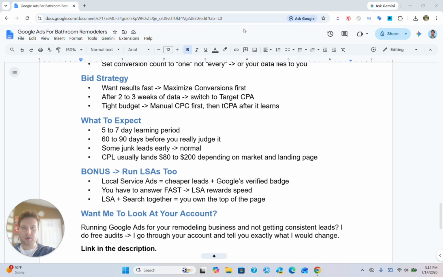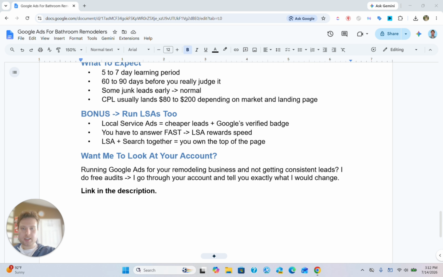Now, as an added bonus, local service ads, definitely run those too if you can. If you're doing bathroom remodel, generally Google will sometimes ask for a plumber's license. So just be careful of that. It can depend on your state though. The benefit of local service ads though is that the leads are cheaper. You get a Google verified badge and it is pay per lead. What that means is you're only going to pay for calls.